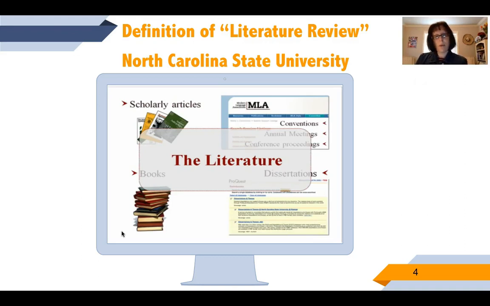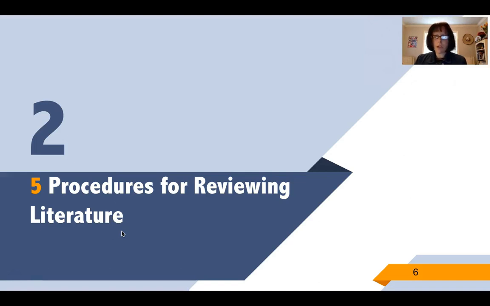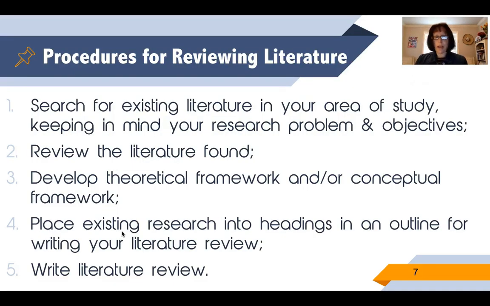Okay, what I want to share with you now is a little bit more detail about how to go about finding those sources, those scholarly articles, the conference proceedings, the books, the dissertations that are going to help you complete your own literature review. But to do that, I want to introduce to you a 5-step process that can really help you prepare for writing a literature review. And the first, you need to search for existing literature in your area of study, really focusing on finding information that's going to address your research problem and objectives.